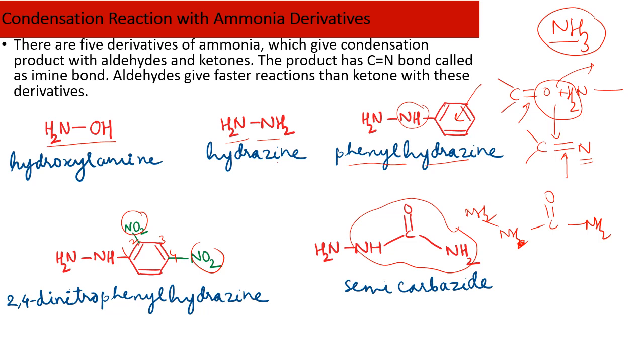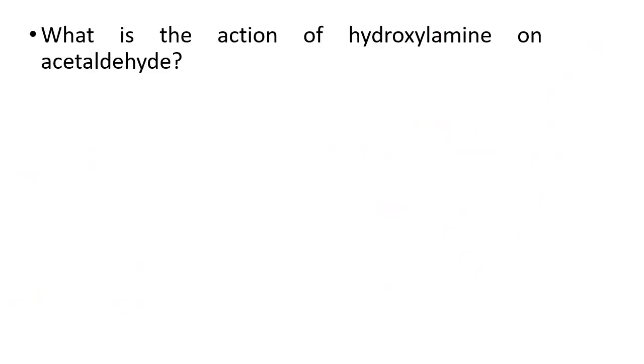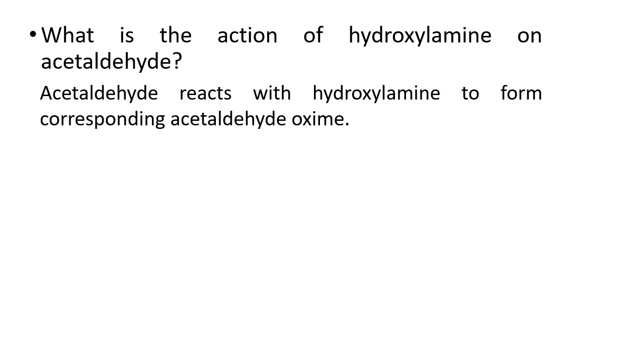So let us see some of the examples. These reactions are not very difficult in terms of writing and completing them, and we should be able to solve them with much ease. Here what we are solving is those ammonia derivatives. The first example is with hydroxylamine, the action of hydroxylamine on acetaldehyde. We get oximes as the product when we react hydroxylamine.